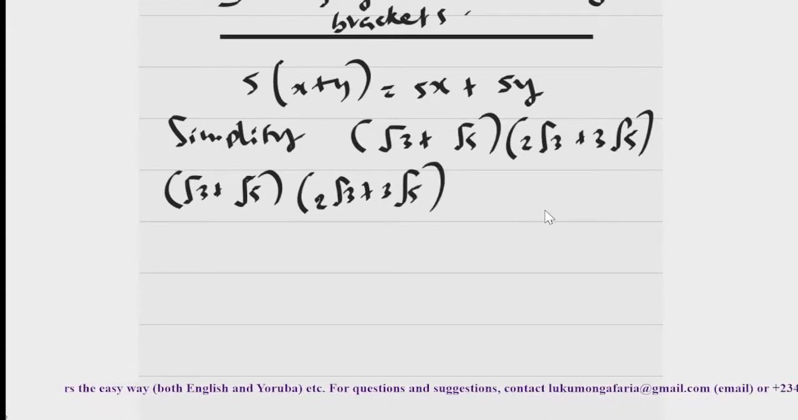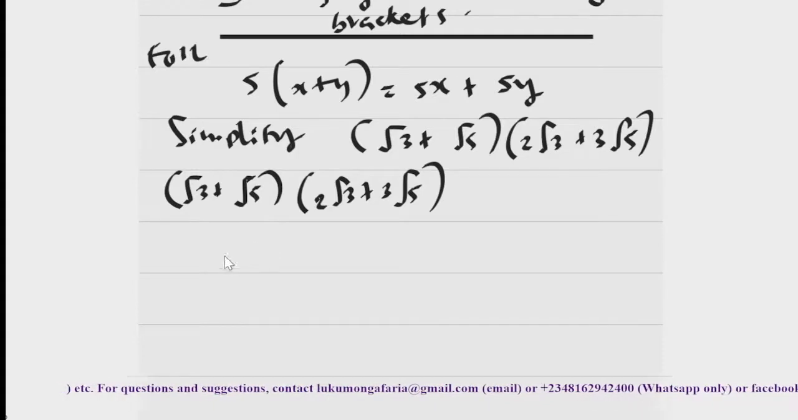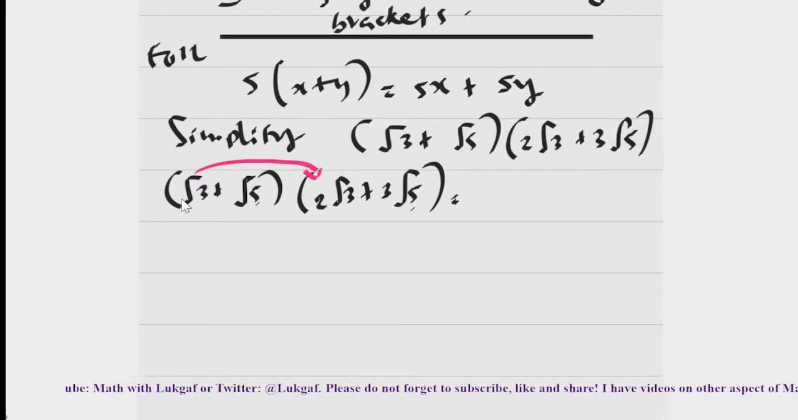In fact, you can use the FOIL method. What is the FOIL method? You multiply the first terms, then the outside terms, then the inside terms, then the last terms. Okay, let us take it one by one. So you multiply this with this, that is root 3 multiplied by 2 root 3.